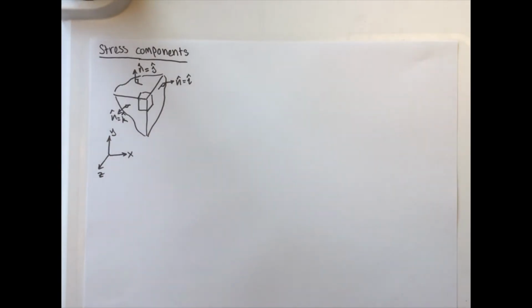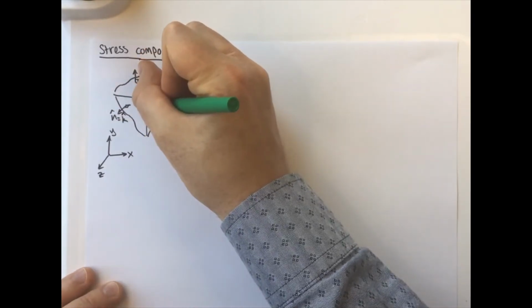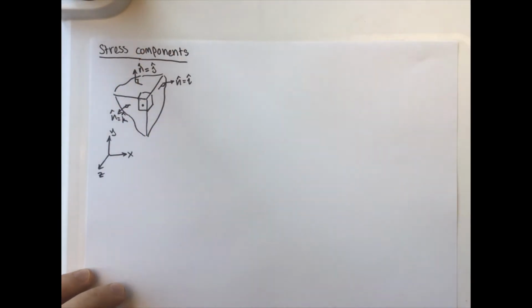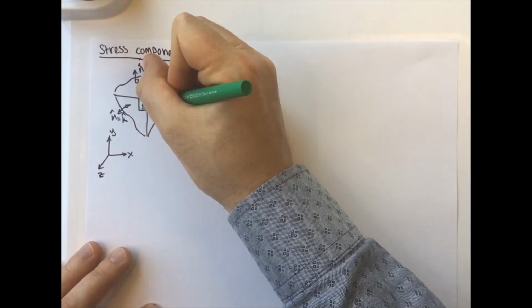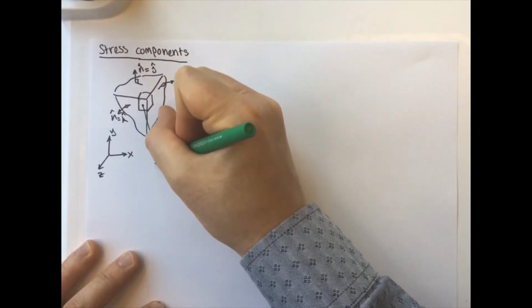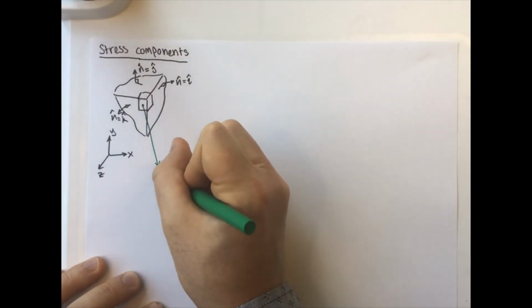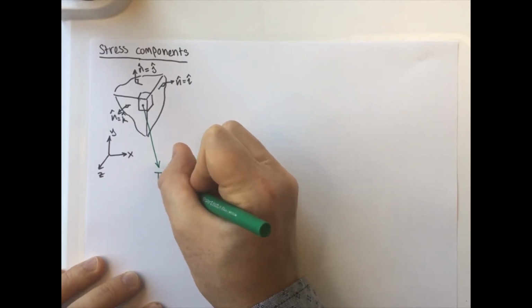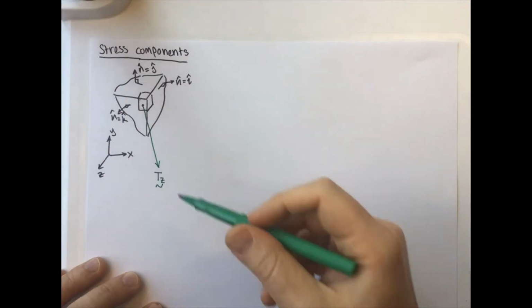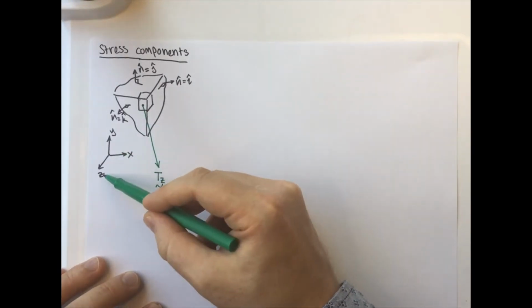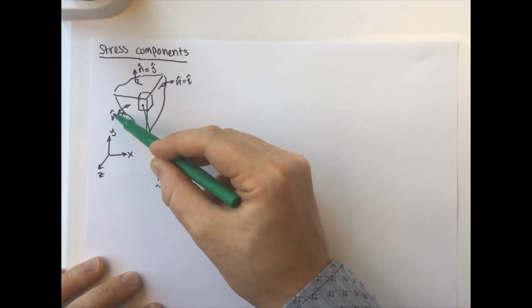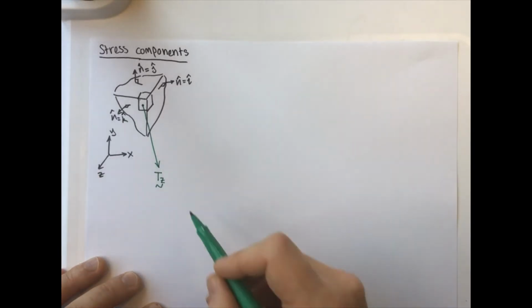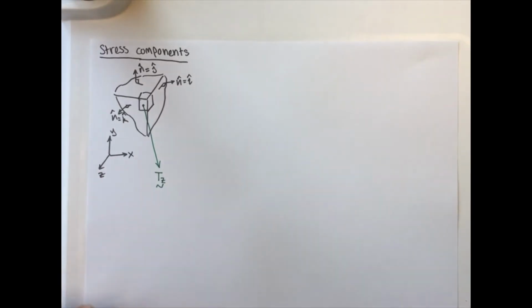All right, and I'm going to try and draw these all in different colors so you can see them here. We're going to figure out what those traction vectors are. And I'm going to draw this guy down this way. This is going to be my traction vector on the Z face, so I'm going to call that traction Z. And so that means that the normal vector N points in the Z direction. That's why we have that Z there.